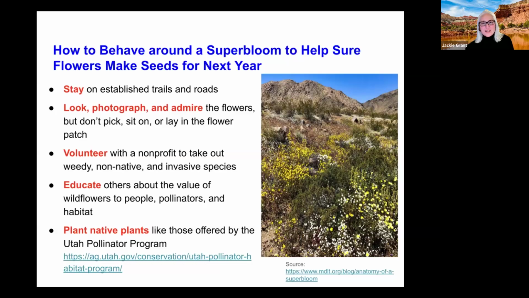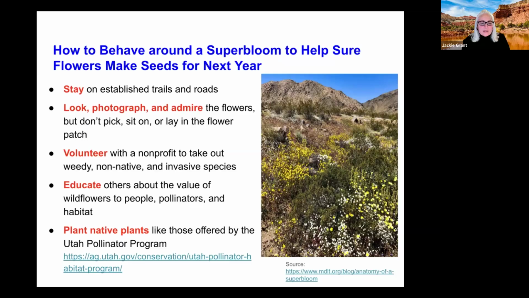You could volunteer with a nonprofit to take out weedy, non-native, and invasive species of plants that don't really belong there, but accidentally got there because of something that a human did or something that an animal might have done. And you can educate others about the value of wildflowers to people, to pollinators, and to the habitat for animals by talking to them about what you've learned.